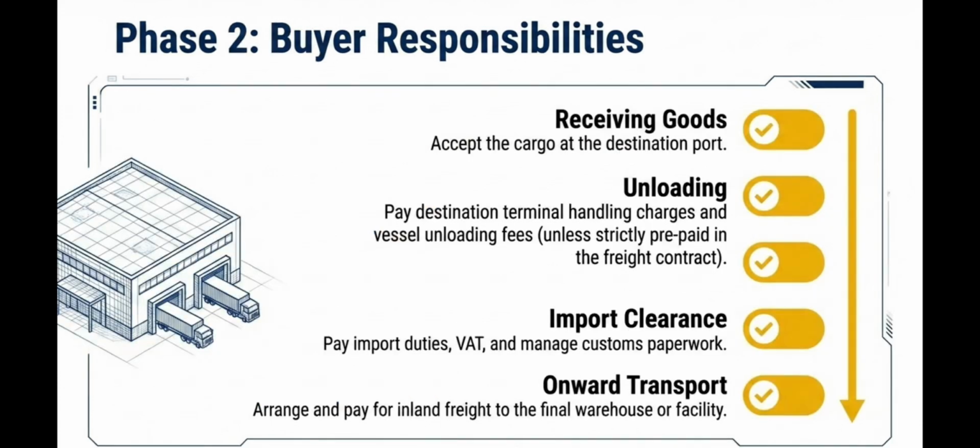This slide explains what the buyer must do after the goods arrive at the destination. Receive goods. The buyer accepts the cargo at the destination port. Unloading. The buyer pays for unloading and terminal handling charges unless they were already prepaid. Import clearance. The buyer is responsible for paying import tax and handling customs paperwork. Onward transport. The buyer arranges and pays for transportation from the port to the final destination.